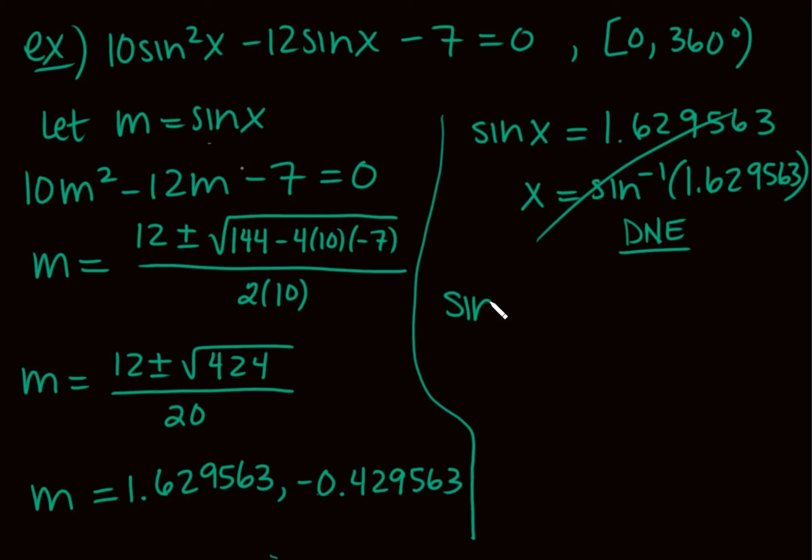Okay, so I look at my other option. Sine of x equals negative 0.429563. I think this one will be a winner. So I put sine inverse in.